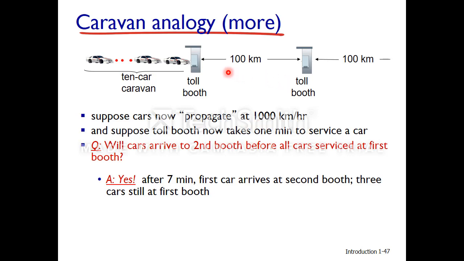See, after 7 minutes, your first car will arrive at the second toll booth. Why 7 minutes? Because it takes 1 minute to go through the toll booth, and then it takes 6 minutes. That's 100 kilometers divided by 1,000 kilometers per hour. It's going to take 6 minutes to go between the two toll booths. So after 7 minutes, the first car has arrived at the second toll booth. But guess what? There are still 3 cars waiting to be serviced at the first toll booth.